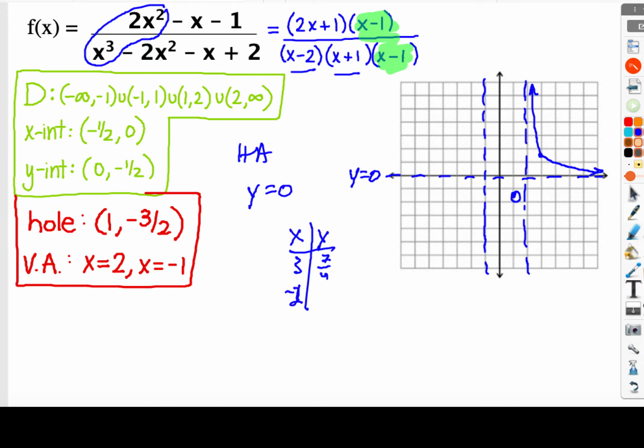-2 would make for -3 over. Again, we're down here on the bottom is going to be a -4 and a -1, makes for +4. So at -2, I'm going to be at -0.75. Follow the horizontal asymptote. Curve to follow the vertical asymptote.